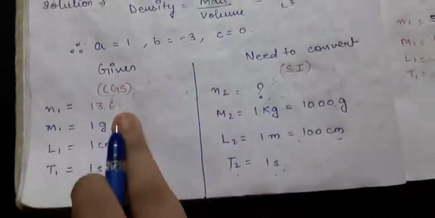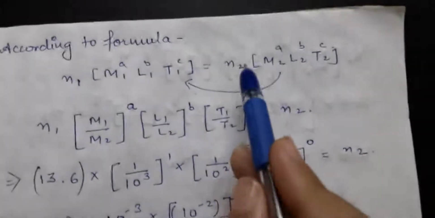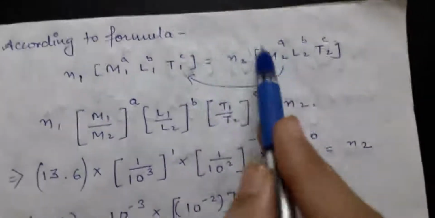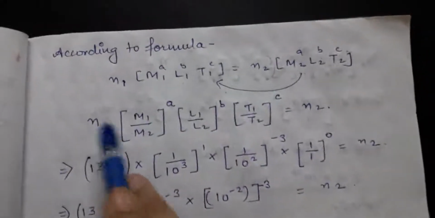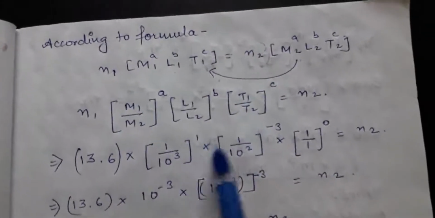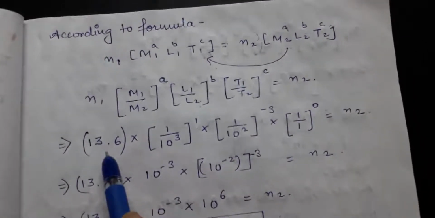Okay, if you understood this, let us move to the next part. According to the formula, we know the formula is N1 and so on. I have written the same formula. Now because I need to find N2, I will bring this here. Since this is in multiplication, when it comes here it will become division. So as we did in the previous question, in the same way I am writing here, in place of N1 I am writing 13.6.